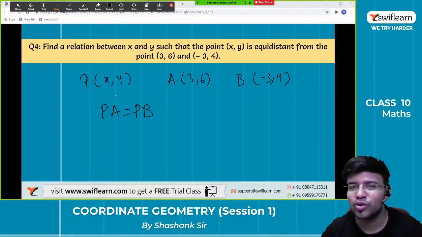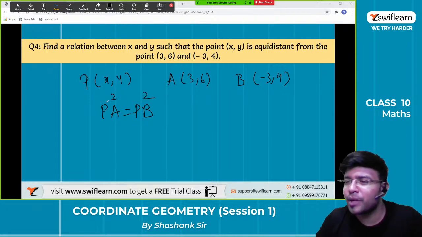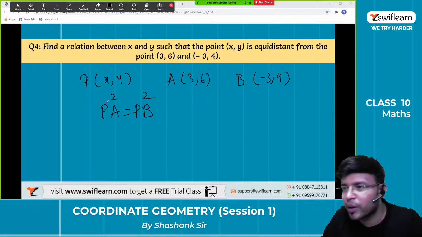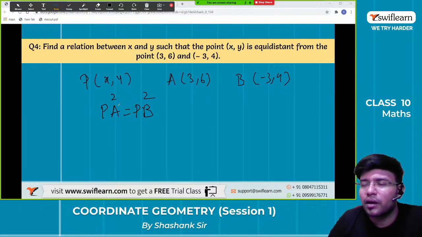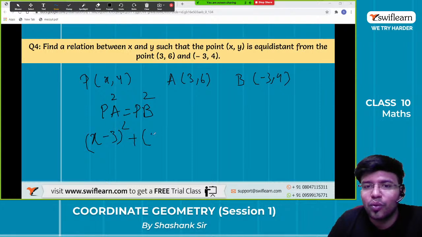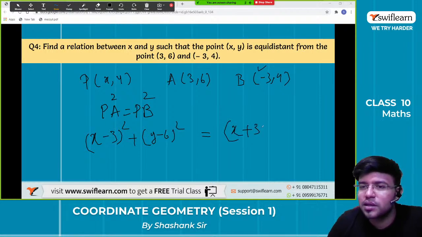Take squares on both the sides. Why are we taking squares? To remove the square root. So PA square is equal to PB square. Now use the distance formula, and since we have already squared, no need to write the square root. So (x minus 3) whole square plus (y minus 6) whole square should be equal to (x plus 3) whole square plus (y minus 4) whole square.